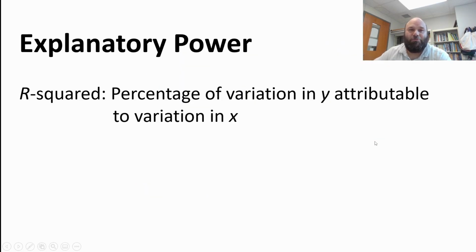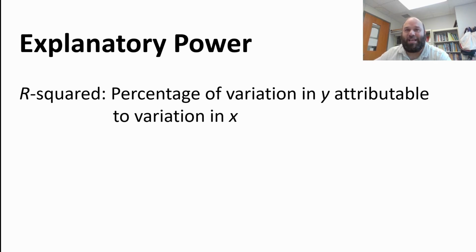The other thing we do regarding the strength of the correlation is we look at the explanatory power of the X variable. And that comes from taking your correlation coefficient R and just squaring it, called, simply enough, the R squared. This tells you the percentage of variation in Y that's attributable to variation in X. In other words, how much does X explain what we're seeing with Y?